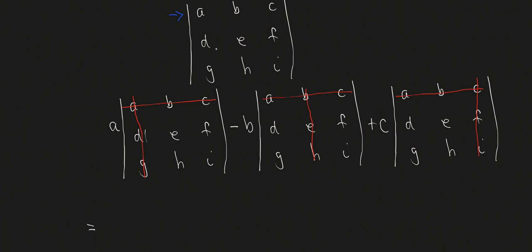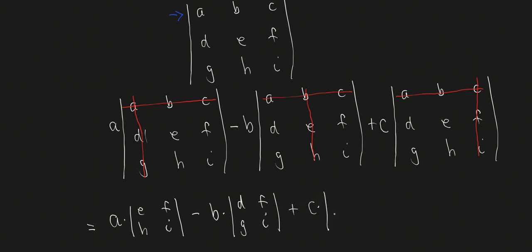To evaluate this 3 by 3 determinant, this is the process by which we're going to do it. It's A times the 2 by 2 determinant E, F, H, I, minus B times the 2 by 2 determinant D, F, G, I, and then plus C times the 2 by 2 determinant D, E, G, H, right?